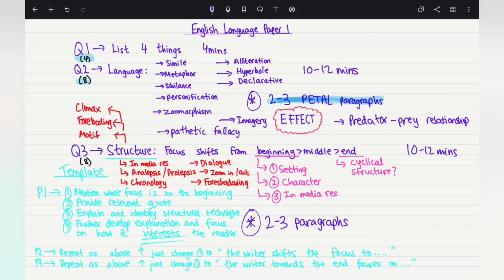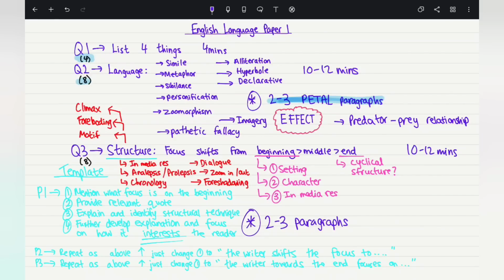So as you can see, what I've labeled for the beginning here, the writer will focus on one of the three. Either number 1 is setting, number 2 the character, or number 3 the writer will use in media res. So I can guarantee you the insert on Monday will be using one of them. So you can already start formulating your paragraphs. You already know for question 3 on Monday, your first paragraph will be focusing on 1, 2, or 3 written in pink.